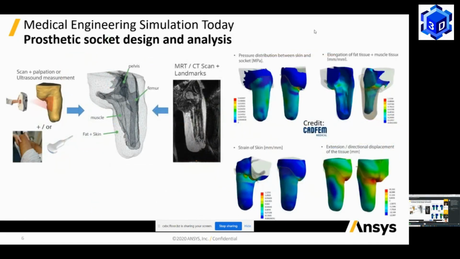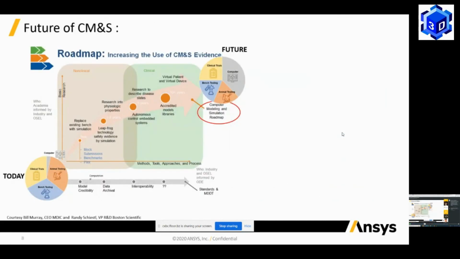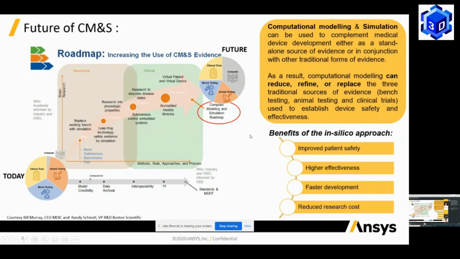Now I'll quickly go through this. In the interest of time, I'm just showing some of the areas where we are already working with customers, in our software. We also discussed that in vitro and in vivo testing have been there for a long time. Today we were talking about in silico testing, which is a digital methodology, with computer modeling and simulations. Here are the roadmaps we have and the benefits you can get by using this in silico approach.